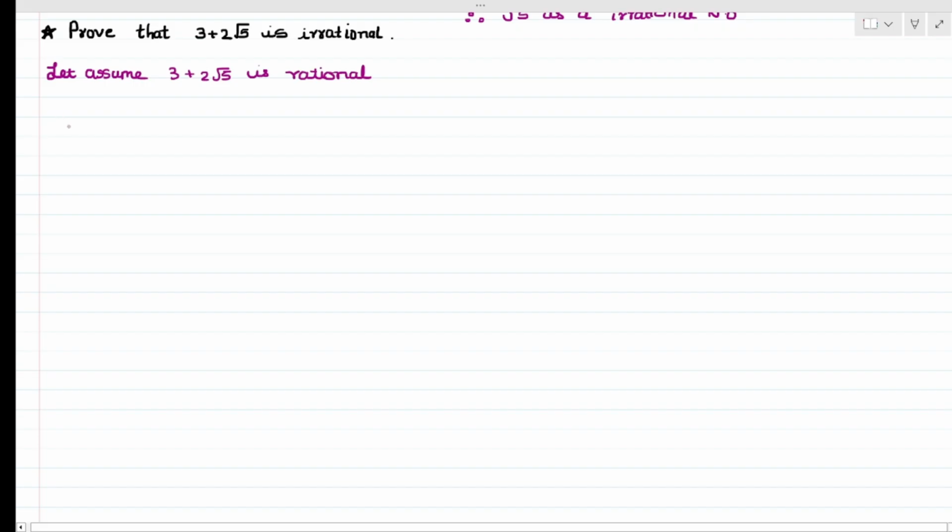And you know that a rational number can be written in A by B form. So what will you write? 3 plus 2 under root 5 is equal to A upon B, and this line is very important: where my A and B are co-prime numbers. Okay, and I'm again saying, what does a co-prime number mean? Numbers which have HCF as 1, and which are divisible by 1 and 1 only. Okay, where B is not equal to 0.